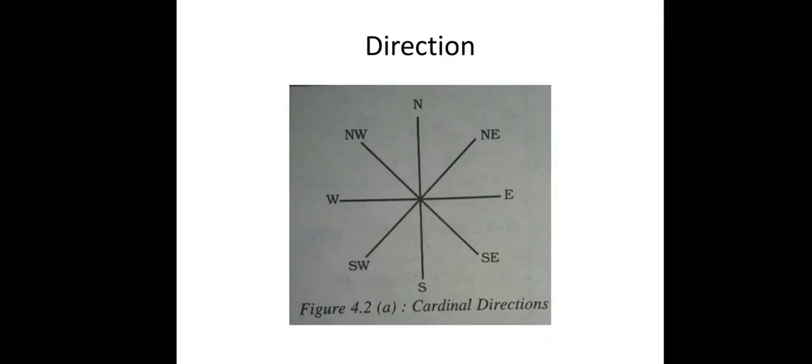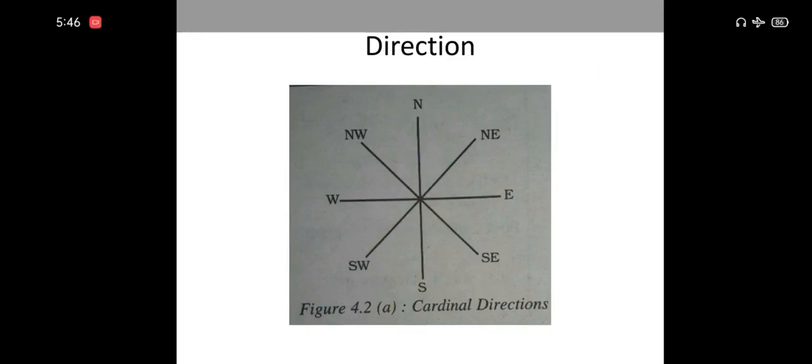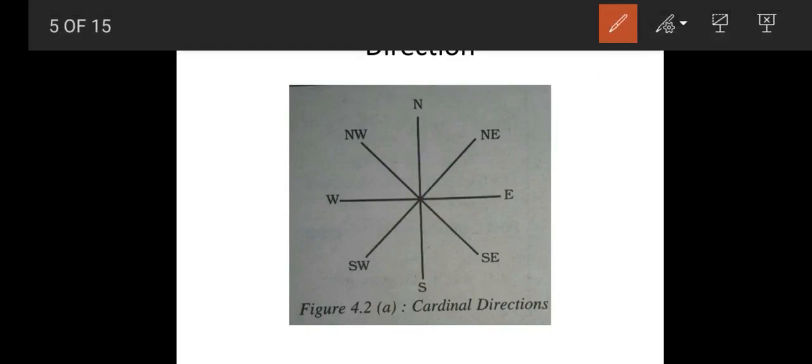Here comes the next component, that is direction. You already know about directions. In the second chapter itself, we clearly learned about the directions. Again I am going to teach you about directions. Whenever you show the hand up, it is north, down is south, right is east and left is west. These four directions are called cardinal points.